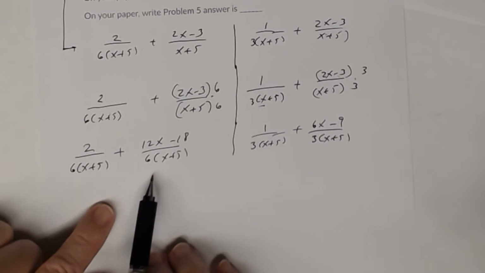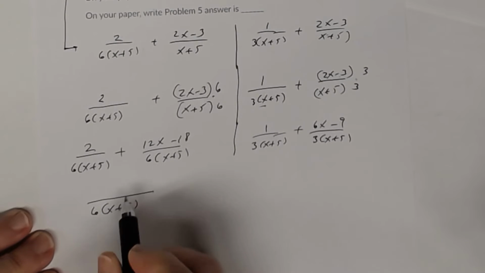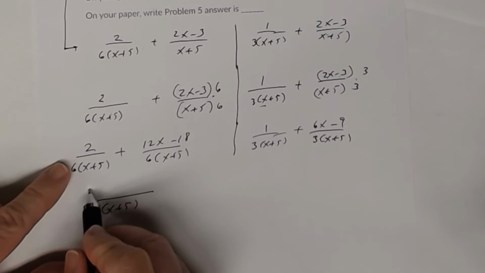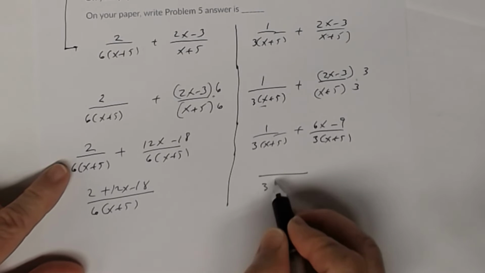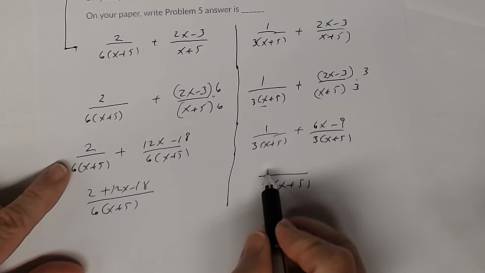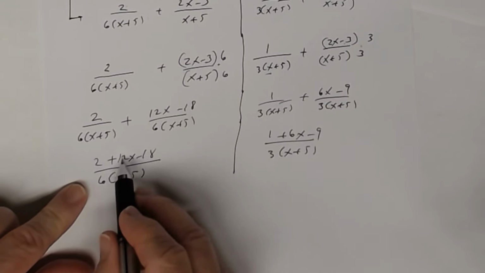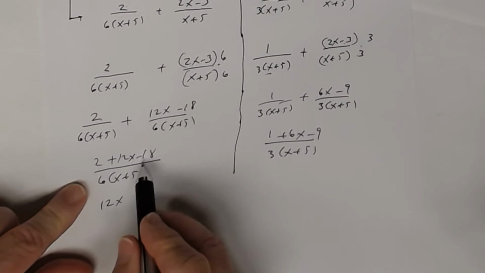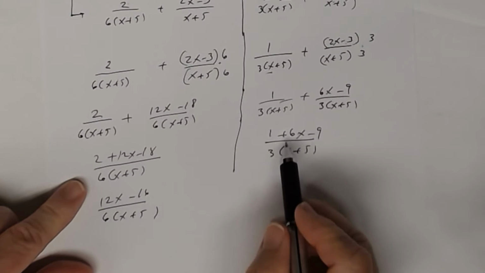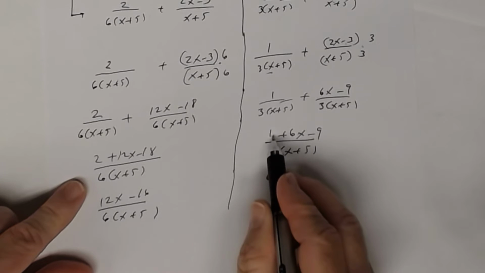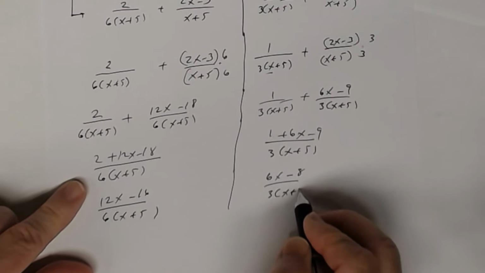All right, and now we're going to write this as one fraction. So my denominator is going to be 6 times (x plus 5). My numerator is 2 plus 12x minus 18. Over here, that's going to be 3 times (x plus 5). And my numerator will be 1 plus 6x minus 9. Combining like terms over here in the numerator, I get 12x, 2 and a negative 18 is a negative 16, divided by 6 times (x plus 5). Over here, I get 6x, and then 1 and a negative 9 is a negative 8, divided by 3 times (x plus 5).